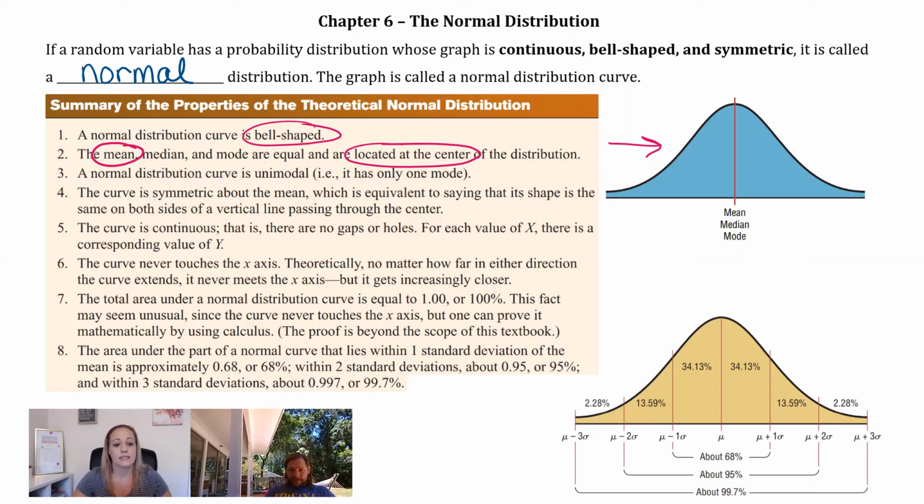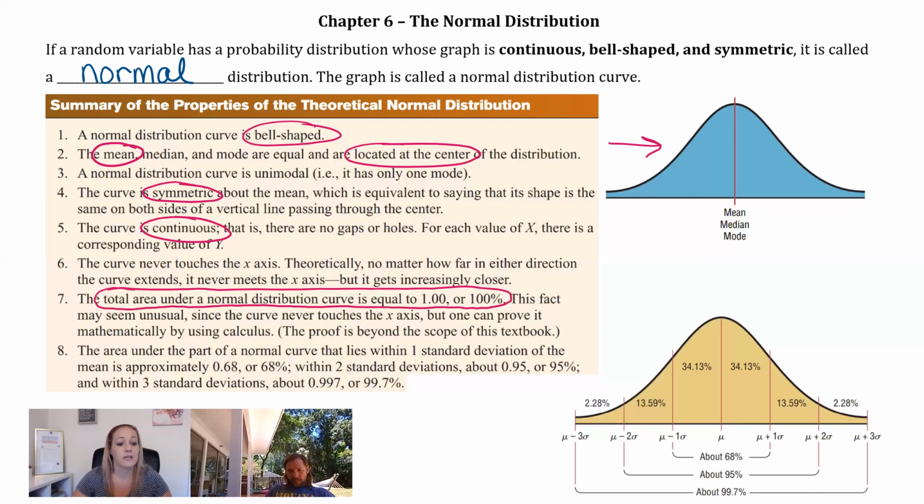The curve is symmetric about the mean, which just means that the shape is the same on both sides if you were to put a vertical line through the center of the curve. The curve is continuous, which means that there are no gaps or holes in it. So you could draw the entire curve without lifting your pencil up off of the paper.